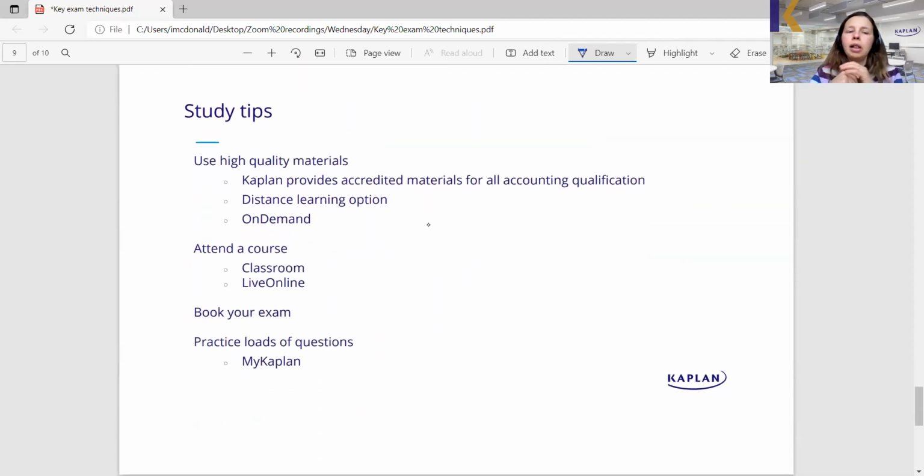Finally, let's now think about our study tips. What should we do as part of our revision to make sure that we're on track with the exam? As you could see from the examples of questions I've given to you, high quality materials are essential to helping you prepare thoroughly for your exam. Kaplan provides accredited materials for all accounting qualifications, and therefore you're going to be looking at the right types of questions on the right topics that will help you to get through.